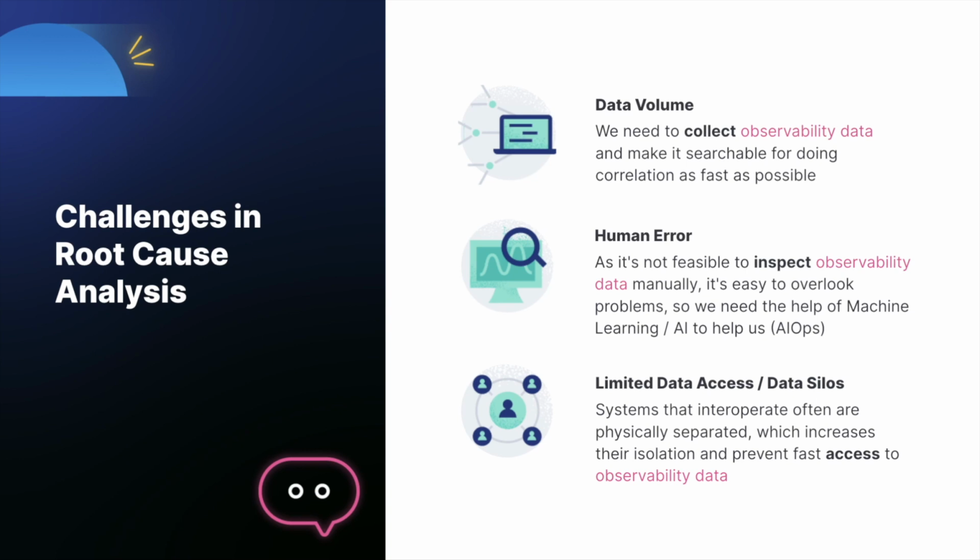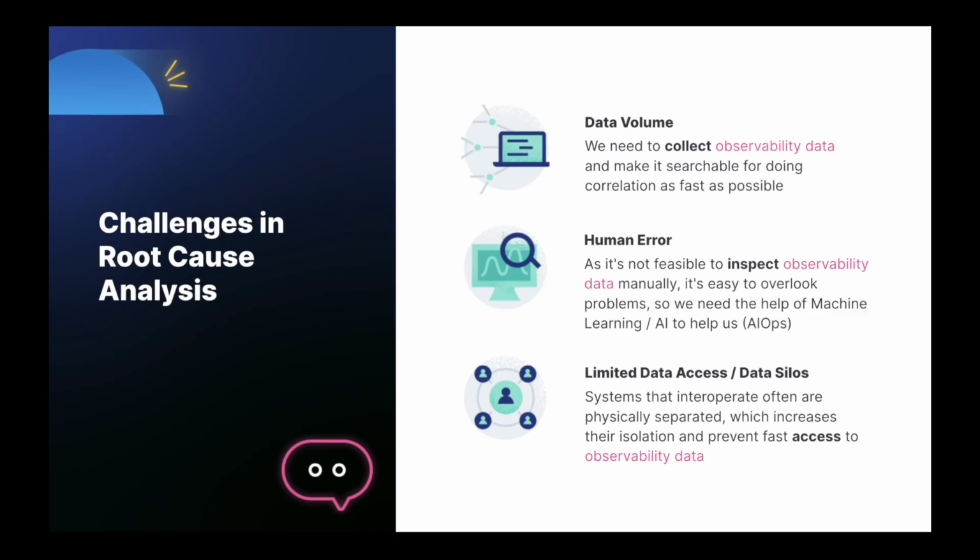The last one is data silos. Since the observability data is often stored closer, quote unquote, to the systems that are producing it, it means they are isolated from other systems, right? Which prevents, obviously, fast access and correlation of this data. I'm going to focus today on those first two.